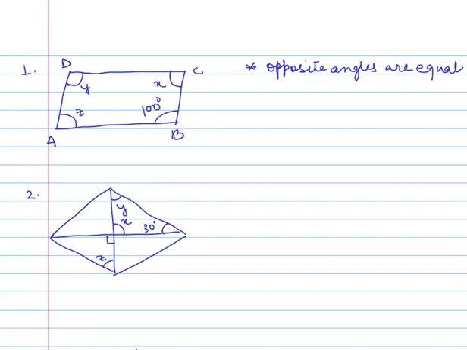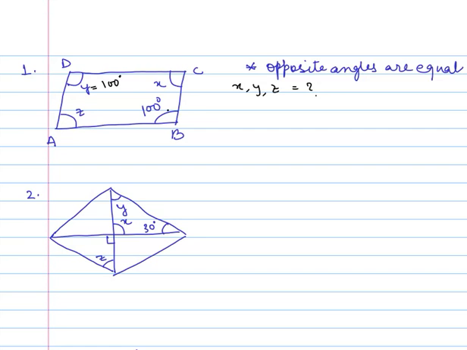The first question says this is a parallelogram ABCD, and we have to find the values of x, y and z. Over here, one angle is given as 100 degrees. Now we know in a parallelogram opposite angles are equal. So y will also be equal to 100 degrees, right?